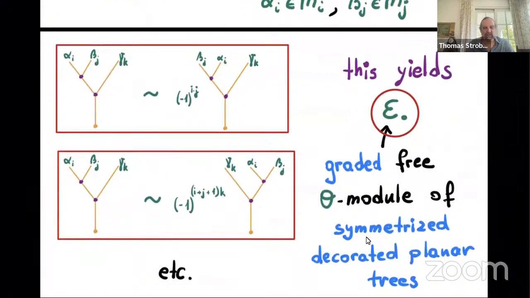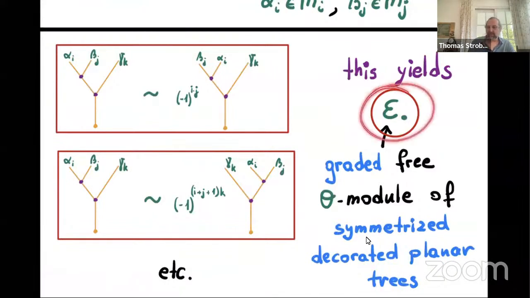It's slightly more tricky with bigger trees. For example, here it's again as before, so this is just a sign, but I can also make a flip, a symmetry around this vertex. In that case, I need to take the degree of this one, which is i plus j plus one, because the vertex also has degree one. So it's a kind of permuting subtrees inside the big tree, and each tree has a degree, and the corresponding degree appears here.